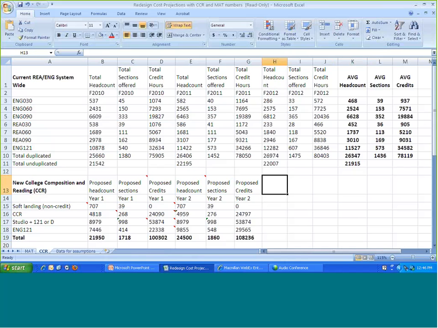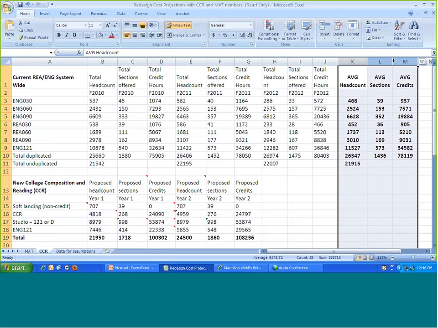So this Excel file that I have open right now, I'm just going to go through it briefly so that nobody glazes over. What you're looking at is this first block, current reading and English system-wide. We've got headcount, sections, and credits over a three-year time period. So we've pulled up average sections, headcount, and credits so that we can look at both duplicated and unduplicated. What does our enrollment look like system-wide?